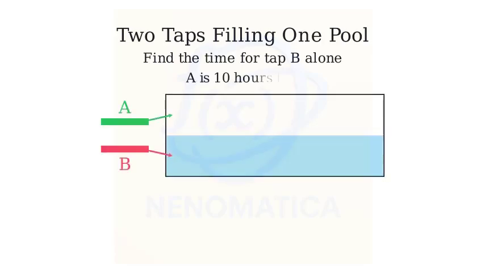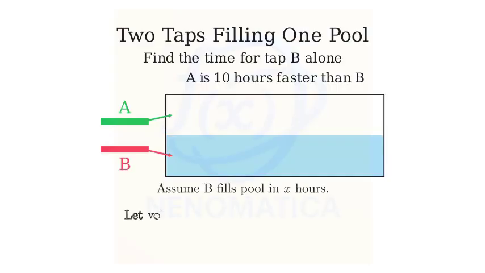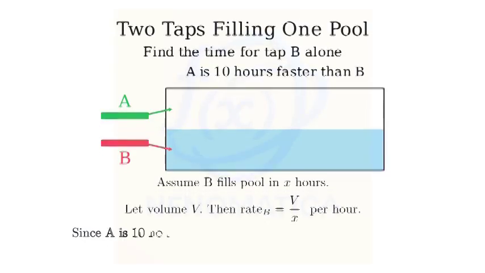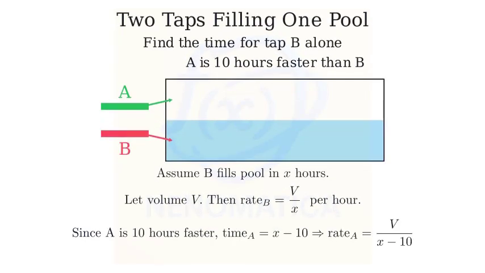Let's visualize the situation. We'll draw the pool and 2 inlet pipes, A on the left top and B on the left bottom. We'll keep them connected to the same pool, so their rates add when both are open. Step 1. Assume tap B fills the pool in X hours. Step 2. Let V be the pool volume, so B's rate is V over X per hour.